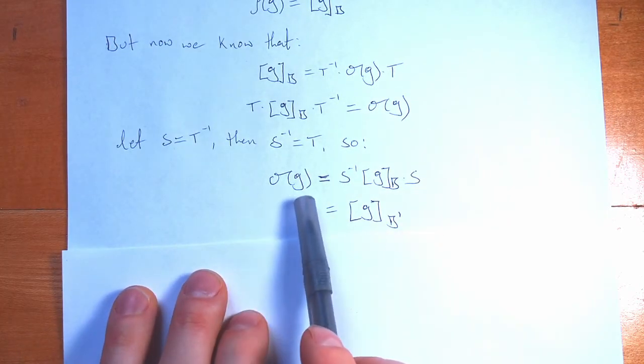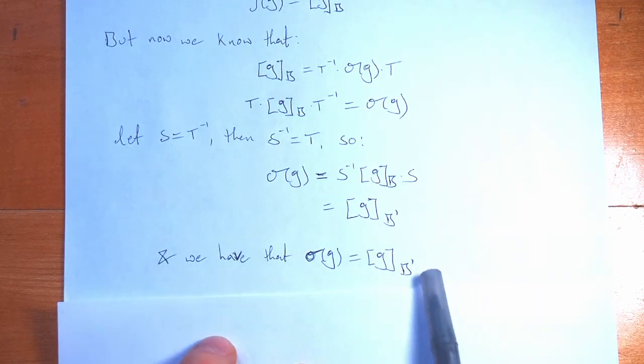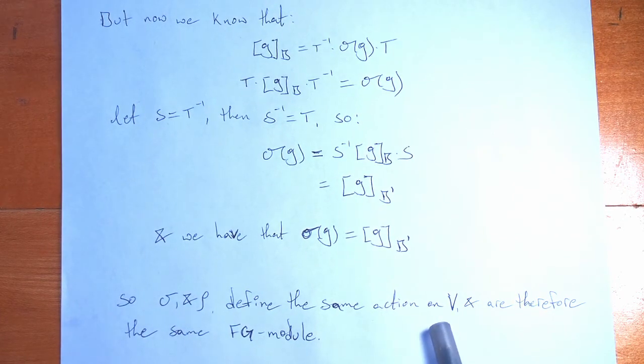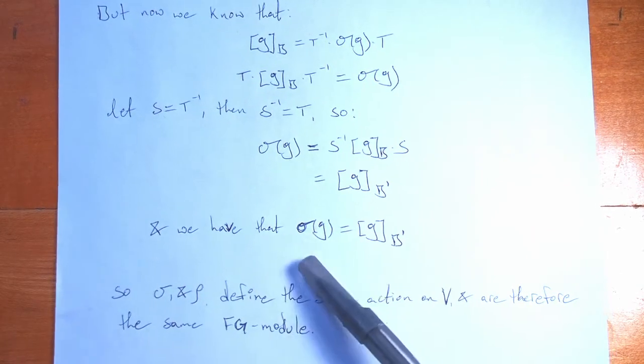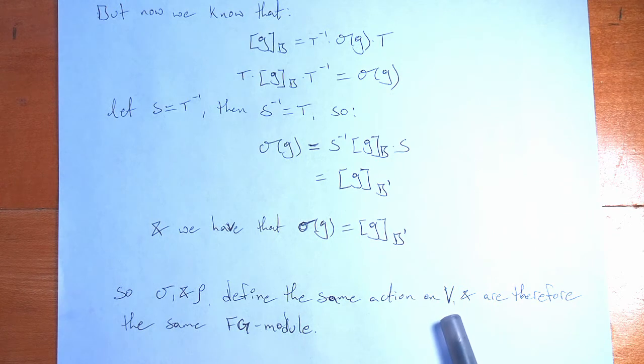So we found that the map sigma of g is just equal to the "pick a basis" map for this new basis. And we have that sigma and rho define the same action on V and are therefore the same FG module. So what we see is that when you have two equivalent representations, what that means is when you let them act on the appropriate vector space, they're going to tell us the same information. They're just expressing it in two different bases, but it's the same FG module. They do the same thing to this space.